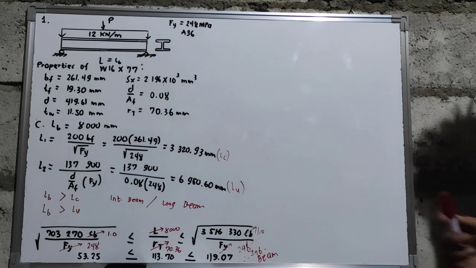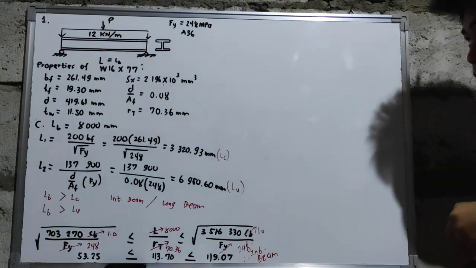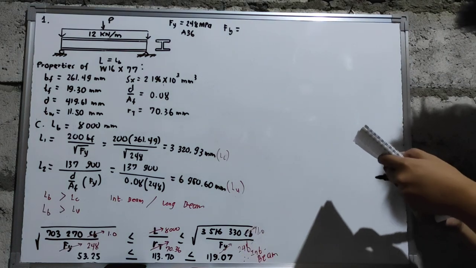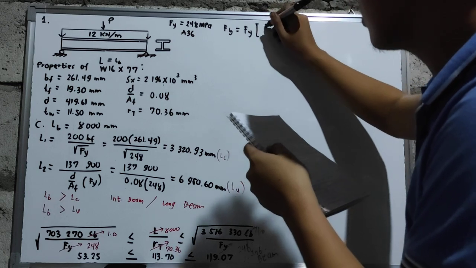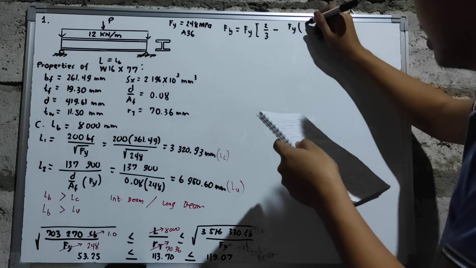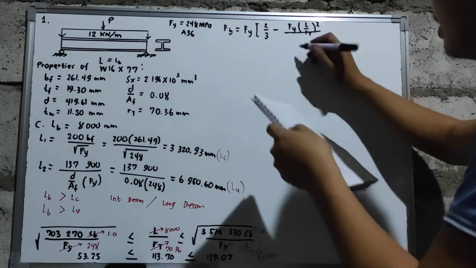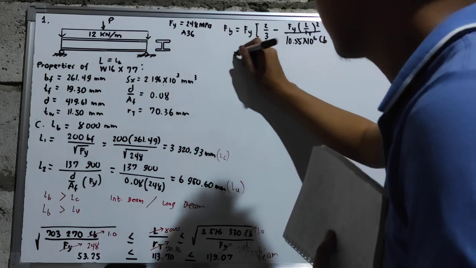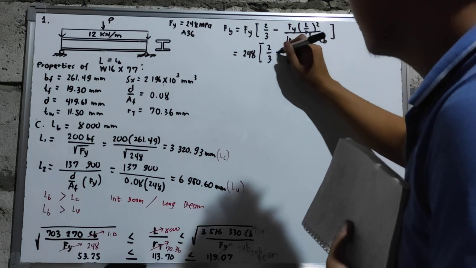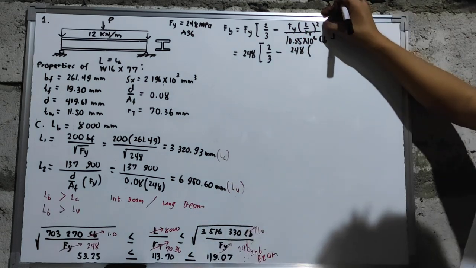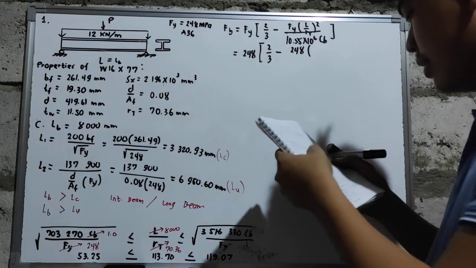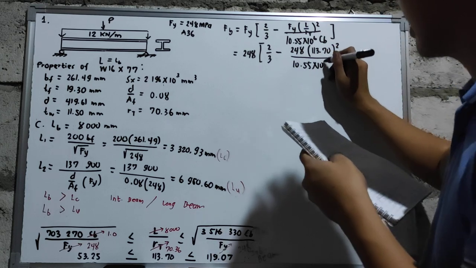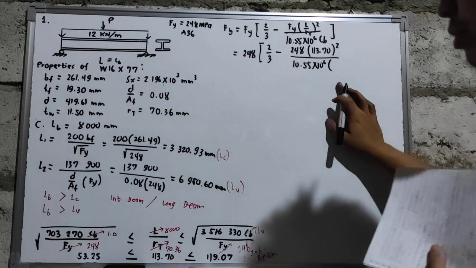So, kapag intermediate yung beam natin, so the value of our F, yung magsisilbing mahalo natin sa F sub B, that is equal to Fy, so 2/3 minus Fy (L over r sub T) quantity squared all over 10.55 times 10 raised to 6 Cb. So, lagay lang natin, that is equal to 248 (2/3 minus 248. The value of L over r sub T is equal to, eto, 113.70. Squared natin, all over 10.55 times 10 raised to 6). The value of Cb is equal to 1.0.